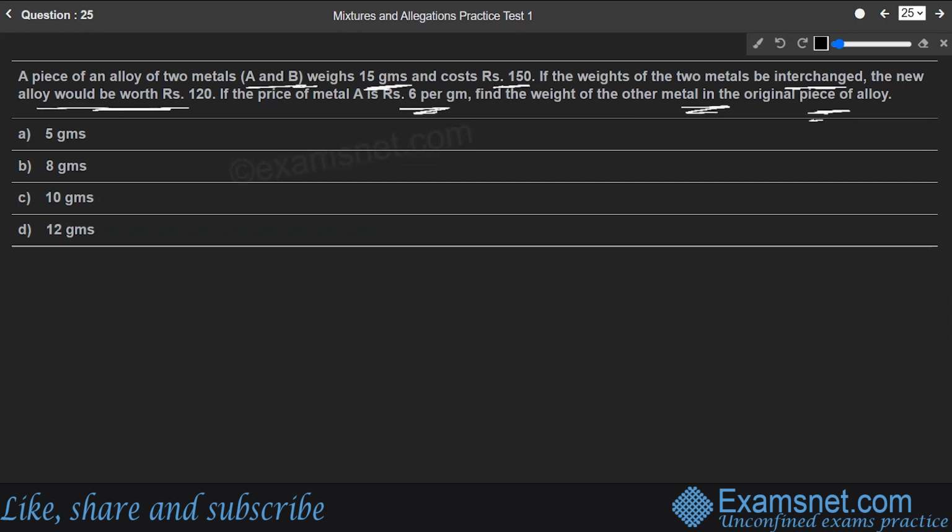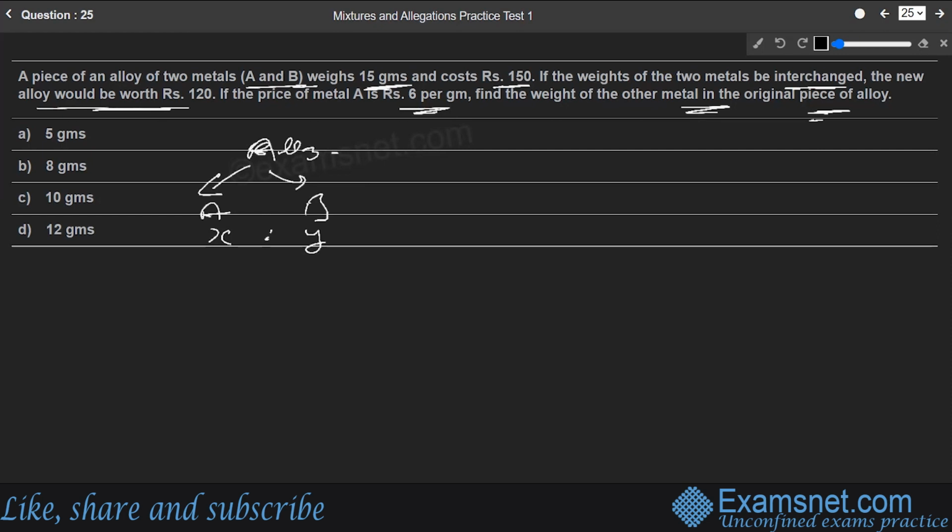Okay, so what they say is there is an alloy in which the ratio of weights is not given. So a piece of an alloy of two metals, so this is an alloy rather, and the two metals mixed up are A and B. Their composition is unknown. Okay, let's say the composition is X is to Y.